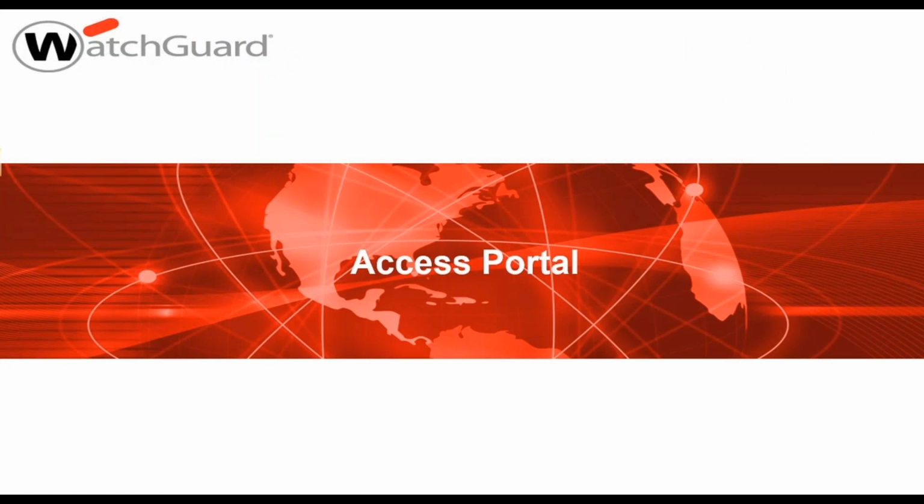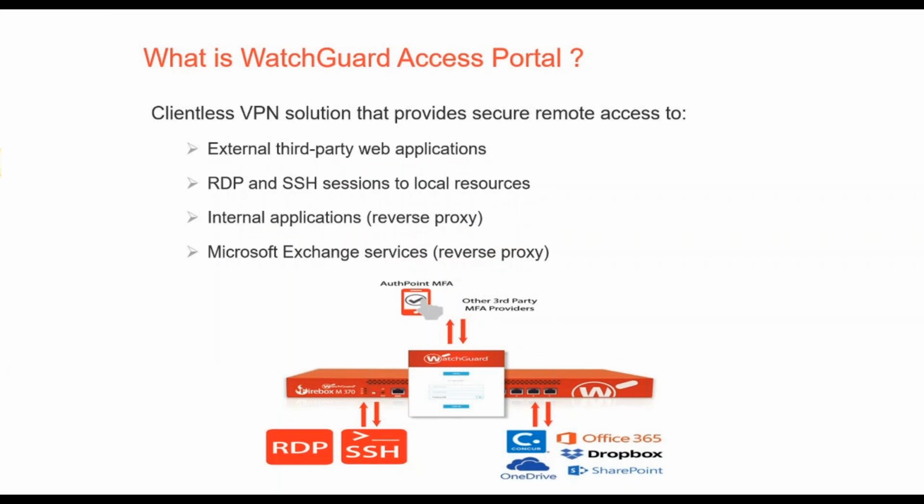Moving on to the next topic, which is access portal. We're going to start with the definition of access portal. What is access portal? It's a clientless VPN solution that provides you with access to third-party web applications, mainly cloud-based applications such as Office 365, Dropbox, and so on. Also access to RDP and SSH sessions, internal applications, and Microsoft Exchange services using reverse proxies.